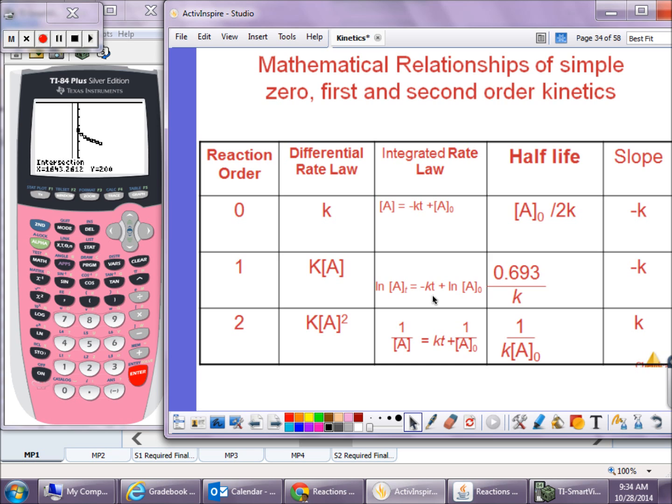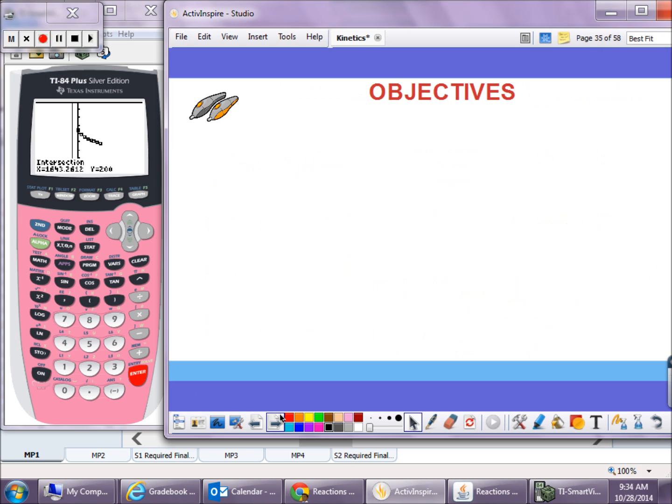When it is second order, this is the way you write the differential rate law. This is the integrated rate law. This is the half-life and this is the slope. So this is a summary of everything we have done. Here's the objective for today's lesson.